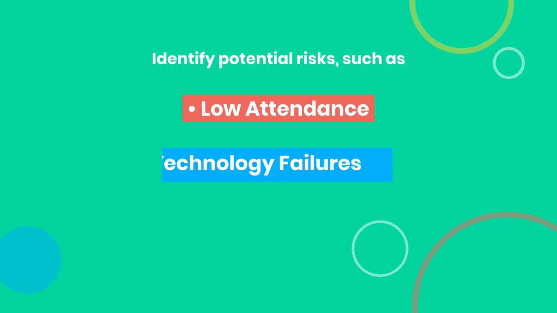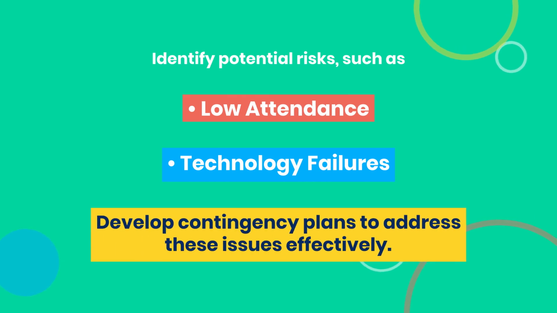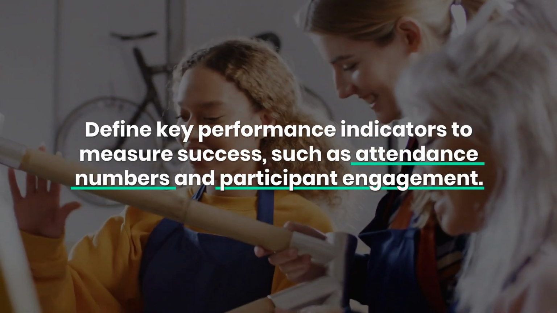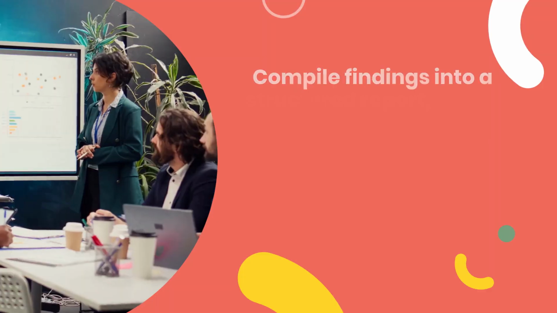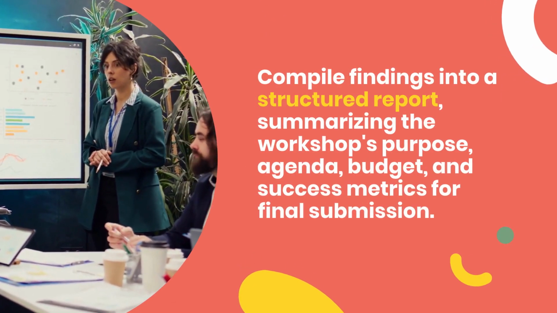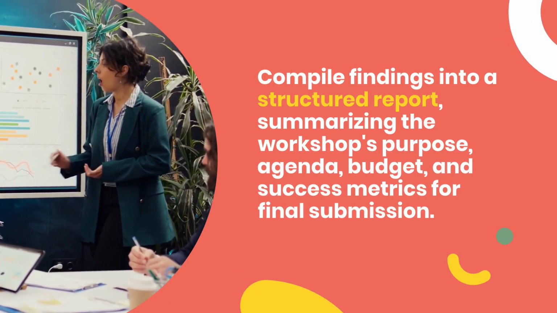Identify potential risks, such as low attendance or technology failures, and develop contingency plans to address these issues effectively. Define key performance indicators to measure success, such as attendance numbers and participant engagement. Compile findings into a structured report, summarizing the workshop's purpose, agenda, budget, and success metrics for final submission.